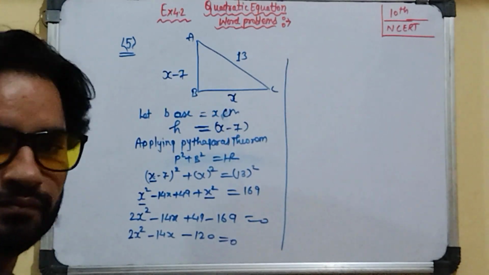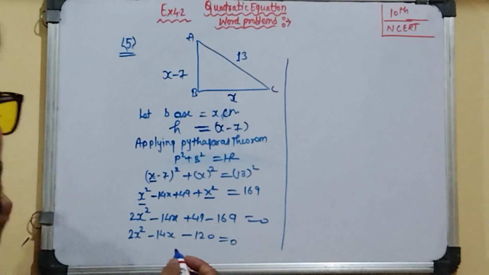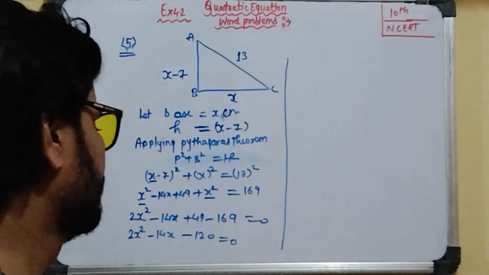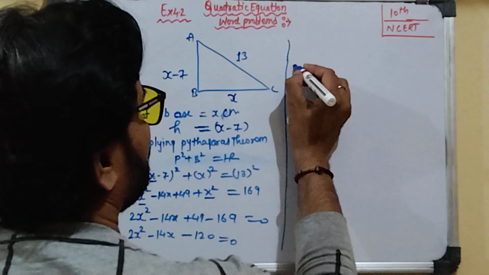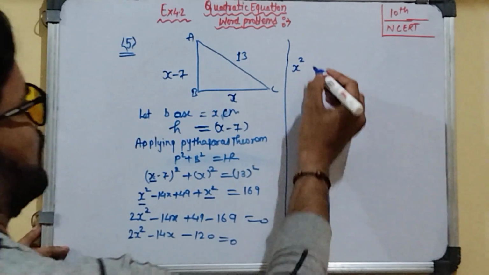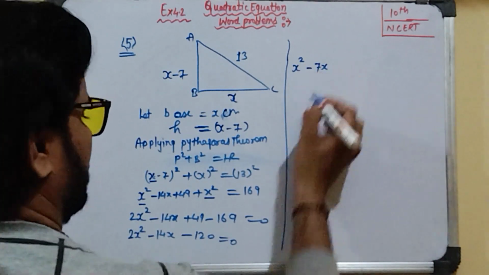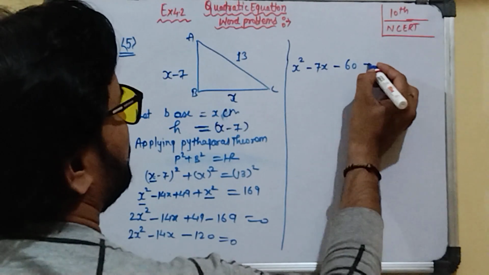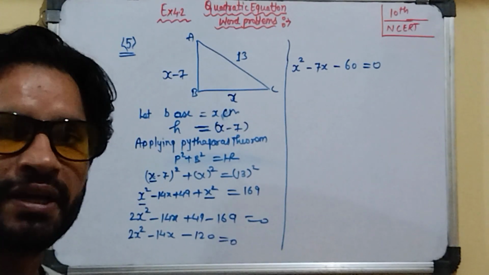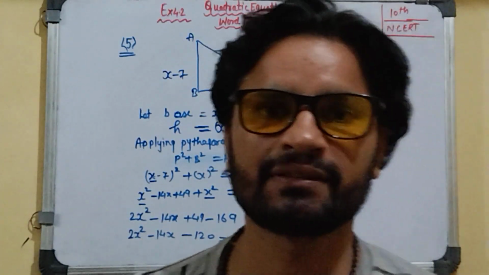Is it clear? Now we can divide this equation by 2. How much do we get? x square minus 7x minus 60 equals 0. Do you understand this?